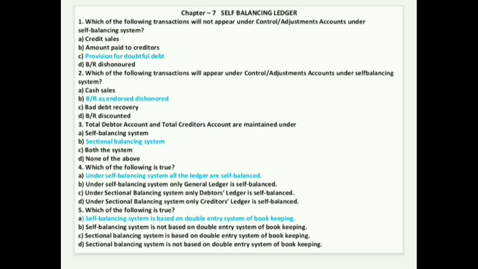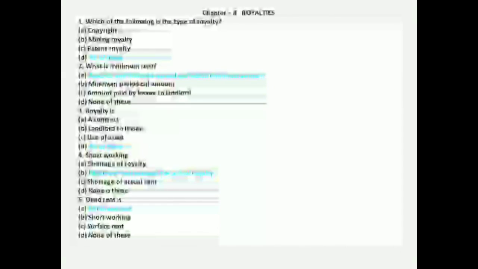Self-balancing system is based on the double entry system of bookkeeping. Okay. Now next is royalties.